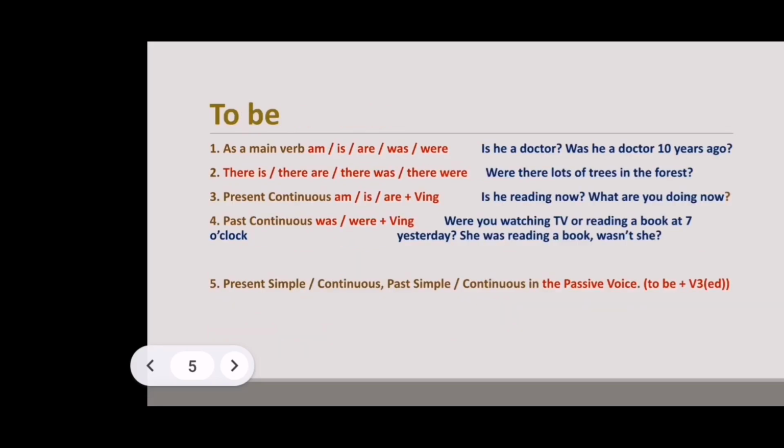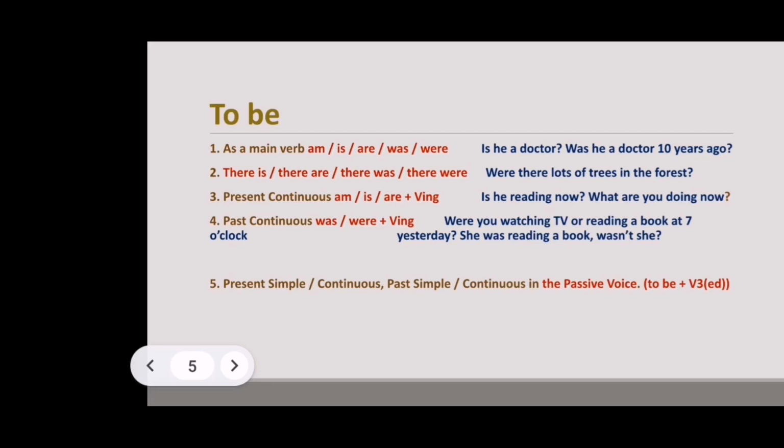Now let me remind you in which structures we use to be. It can be a main verb, am, is, are in present, was, were in past. Structures there is, there are, and in the past there was, there were. In present continuous, am, is, are plus verb in ing form, and in past continuous, was, were plus verb in ing form. To be is also used for present simple continuous and past simple continuous in the passive voice, but we are going to speak about the passive voice later.